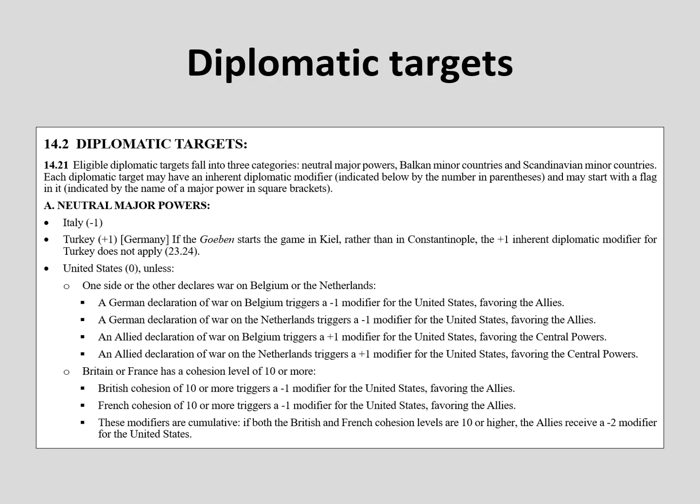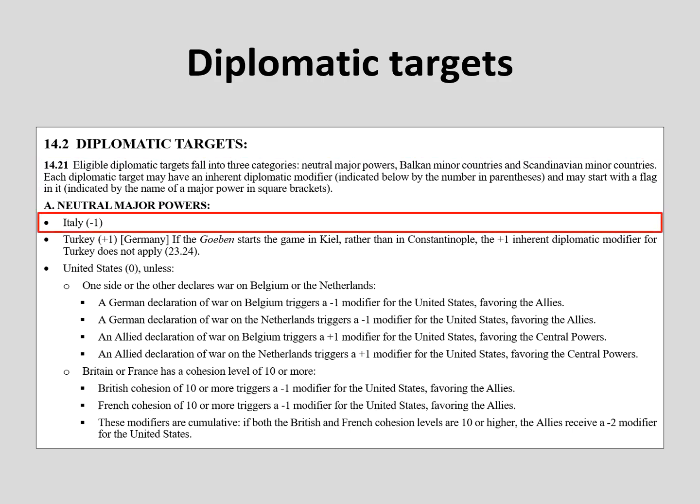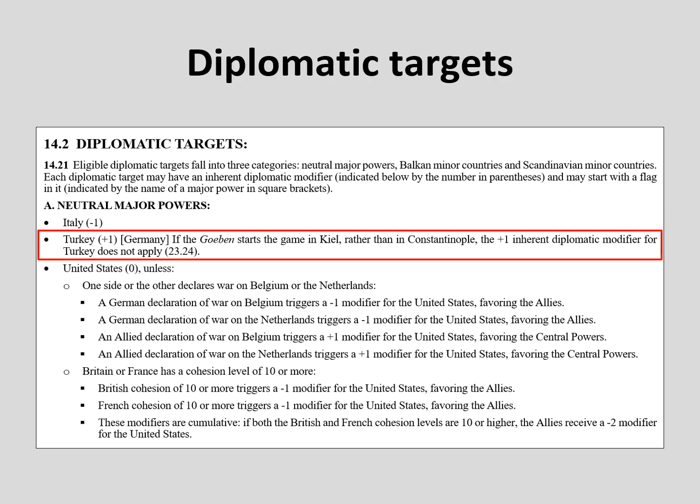Rule 14.2 lists the 8 diplomatic targets in the game, the inherent modifiers, if any, that may apply to each diplomatic target, and the starting flags, if any, in each diplomatic target. Italy is a neutral major power which begins with a pro-Allied inherent modifier of -1 and no flags. Turkey is a neutral major power which begins with a pro-Central Powers inherent modifier of +1 and 1 German flag.